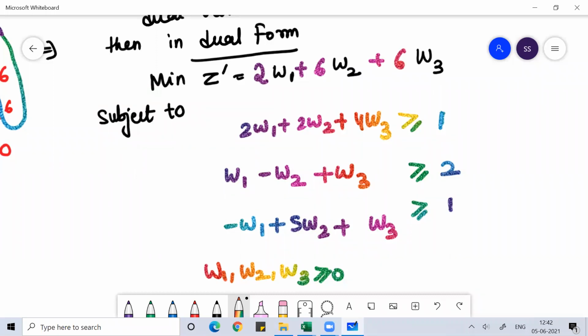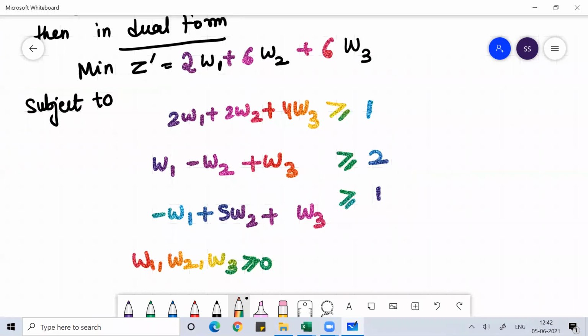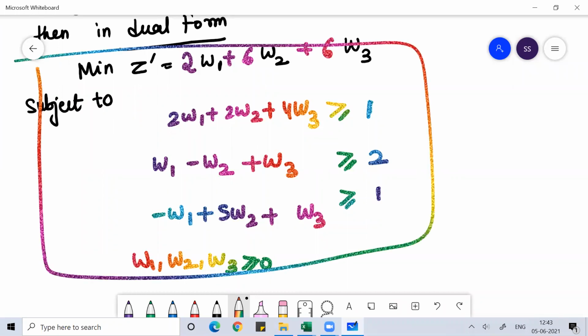So this way you write the problem into dual form. This way, whenever we have a problem, we write down the problem into dual form. I hope you understood this.